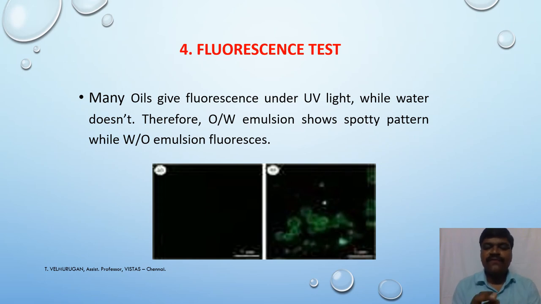Fourth one, fluorescent test. Okay, many oils give fluorescence under UV light, while water doesn't. Therefore, oil in water type of emulsion shows a spotty pattern, while water in oil type of emulsion shows fluorescence.